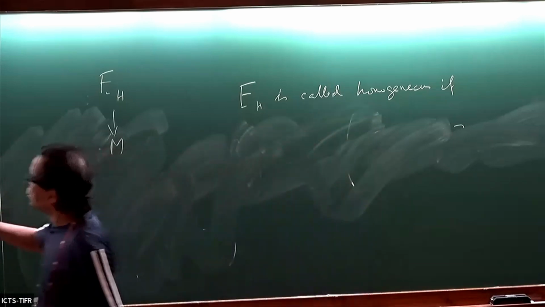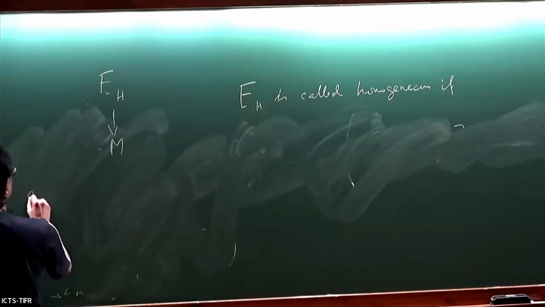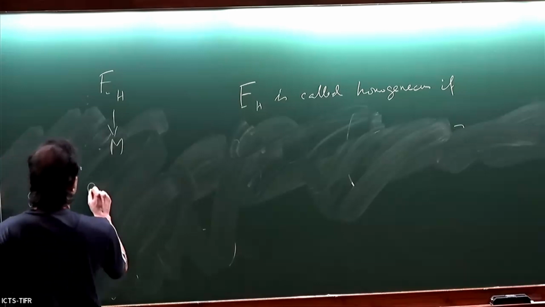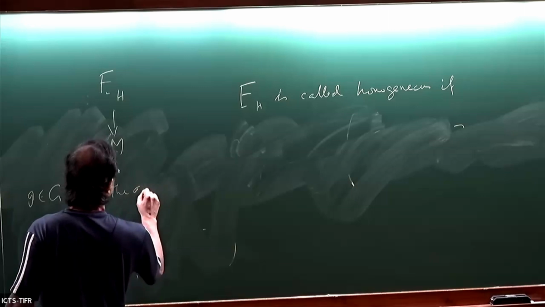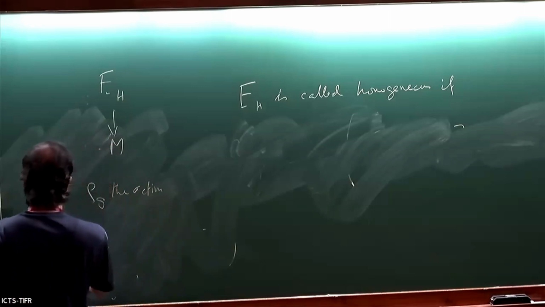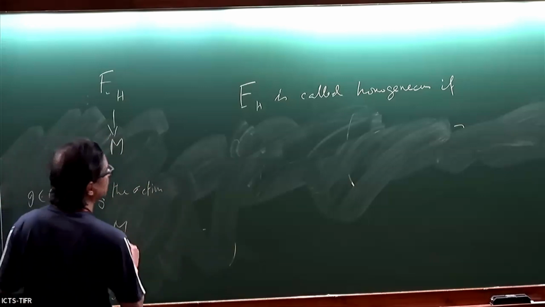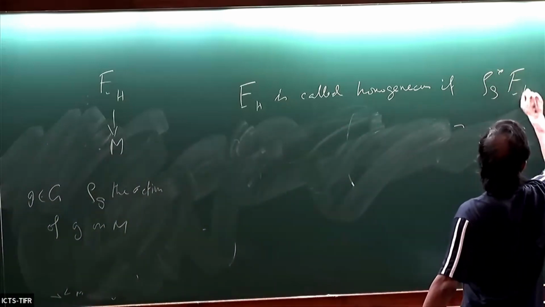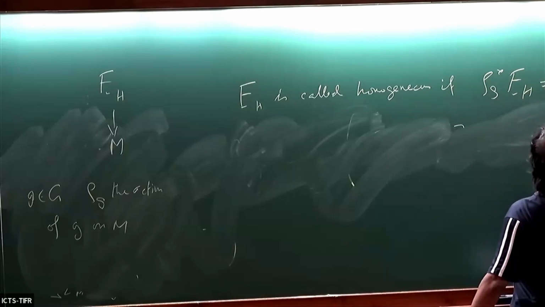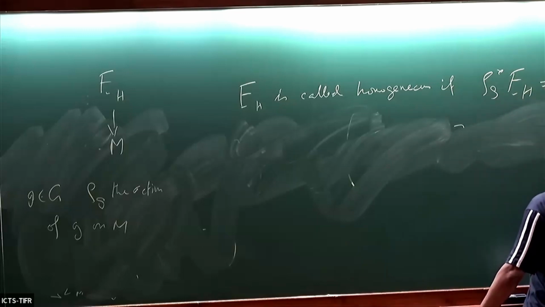For any element of G, where G is acting on M, I'll denote by rho G the action of G on M. EH is called homogeneous if rho G upper star of EH is isomorphic to EH for all G.